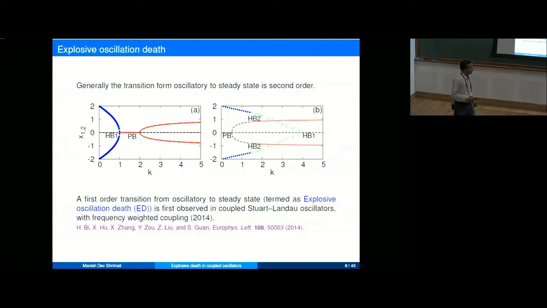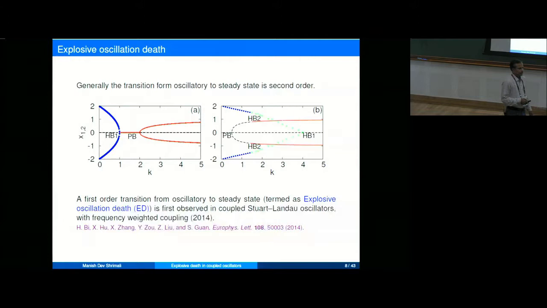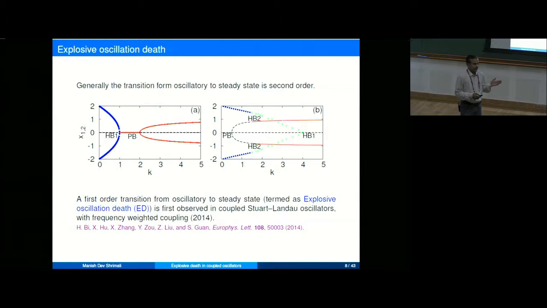one group, Zhang and Zhou, etc., in 2014 tried to study whether we can have a similar kind of explosive transition in the suppression of oscillation state. So can we go from the oscillatory state to the steady state in a transition which is discontinuous? Until now, all transitions studied from the oscillatory state to the non-oscillatory state, like amplitude death and oscillation death, were reported as continuous transitions.